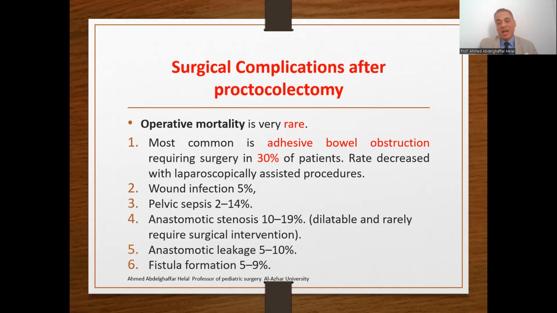Surgical complications after proctocolectomy: the mortality is very rare. The most common is adhesive bowel obstruction. About 30% of patients may need re-surgery, and sure, the rate is decreased with using laparoscopy. There are some reported cases of wound infection, pelvic sepsis, anastomotic stenosis that is amenable to dilatation, anastomotic leakage, and fistula formation.